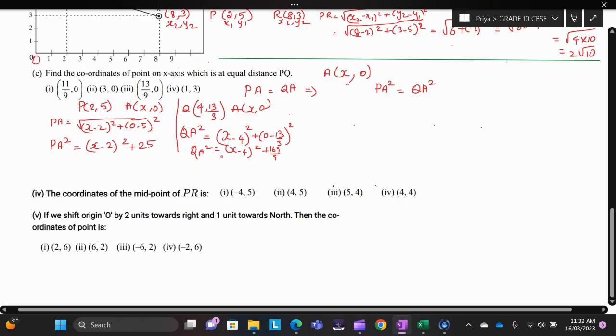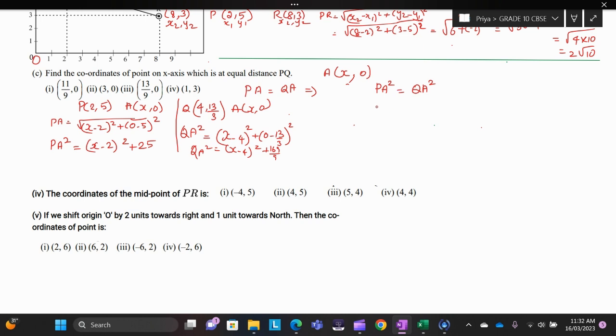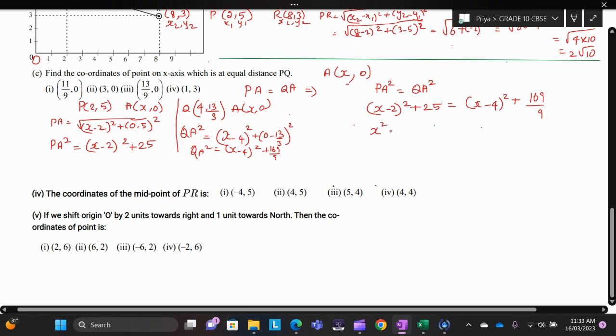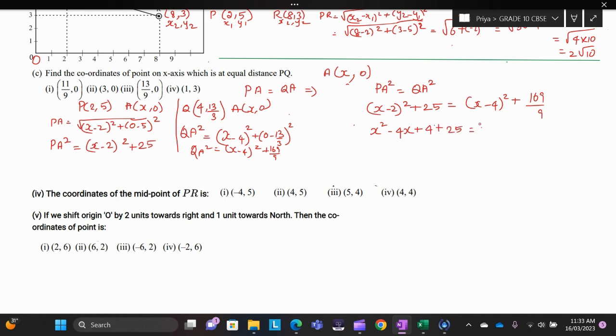Now using the distance formula, I have got PA square and QA square, which I am going to equate here. So (x minus 2) the whole square plus 25 is equal to (x minus 4) the whole square plus 169 by 9, isn't it? So expand (a minus b) the whole square: x square minus 4x plus 4, that is 2 square is 4, plus 25 is equal to, again (a minus b) the whole square, apply it here. So it is going to be x square minus 8x plus 16 plus 169 by 9.